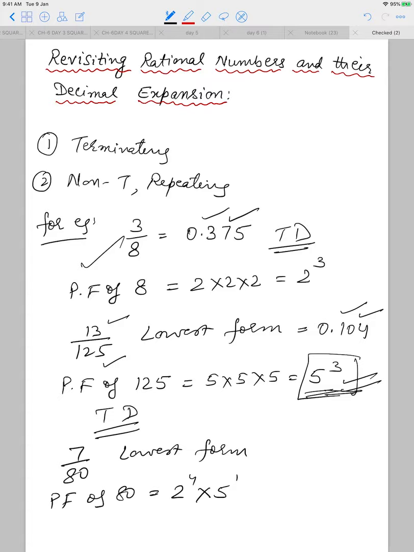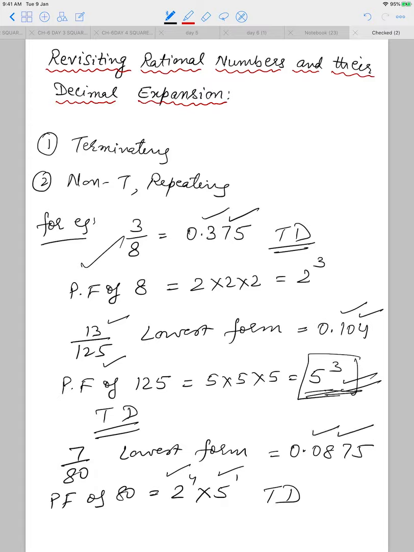So 2 to the power 4 into 5 raised to the power 1. As the denominator contains the powers of 2 and 5 only, hence we will say it will have a terminating decimal. Also, earlier when I wrote these numbers, I told you the decimal expansion of this number is 0.0875, which is a terminating decimal.